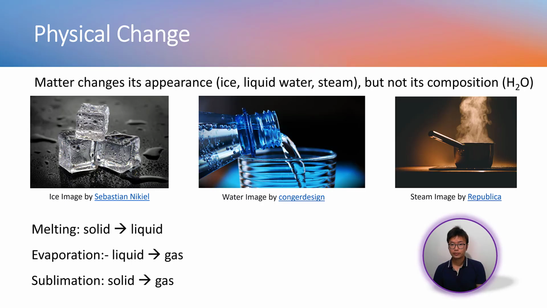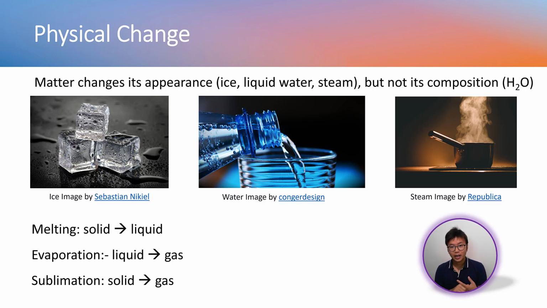Let's go over some of the phase transitions that you need to know to describe a physical change. So for example, if we talk about melting, what kind of phase transition are we talking about? We will be talking about solid to liquid transition. That is called the melting process. If we're talking about evaporation, that means the physical change, we are changing the matter from liquid state to a gas phase. That will be called evaporation.